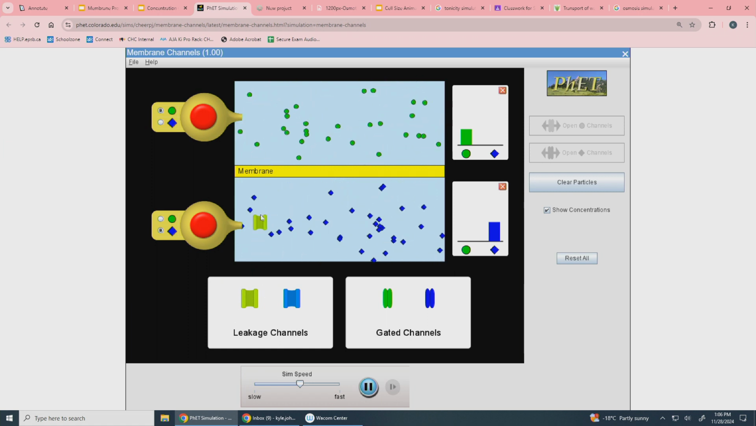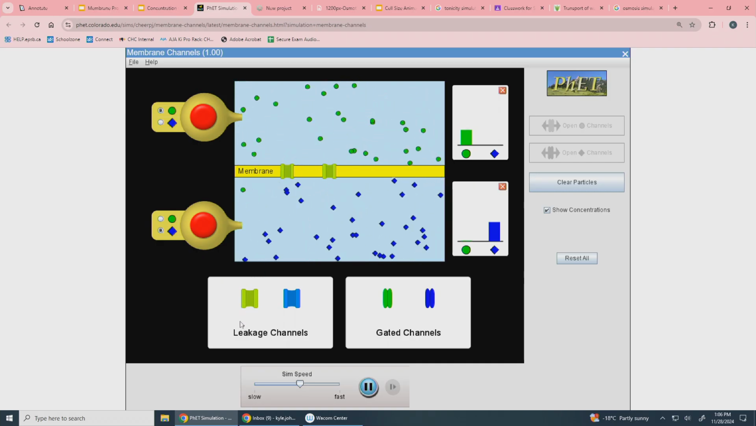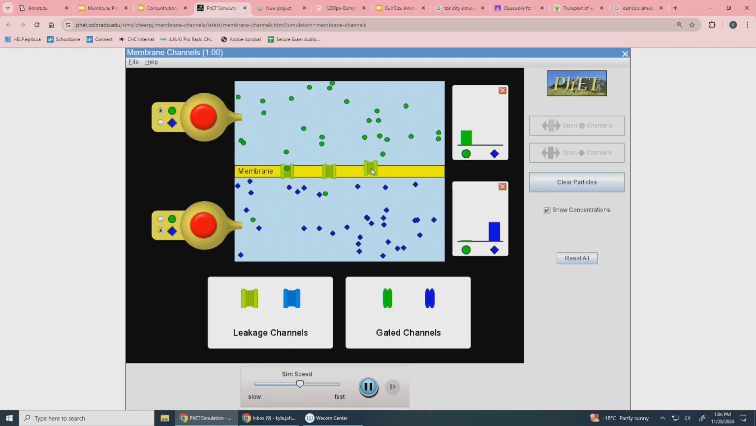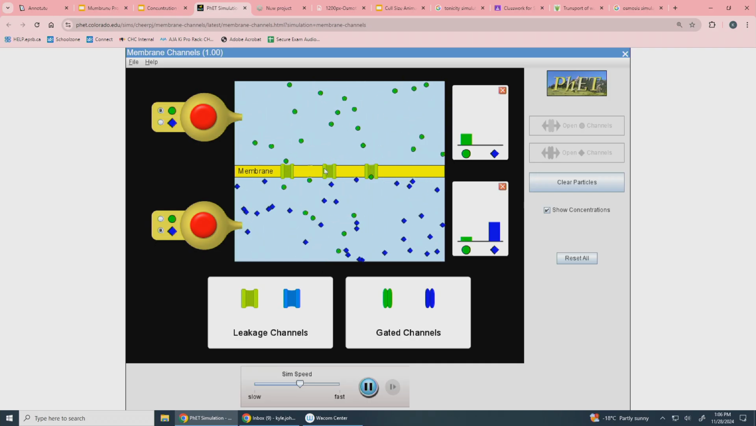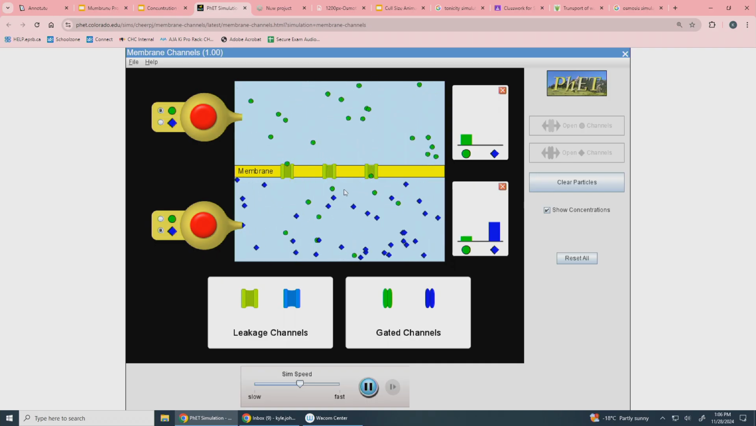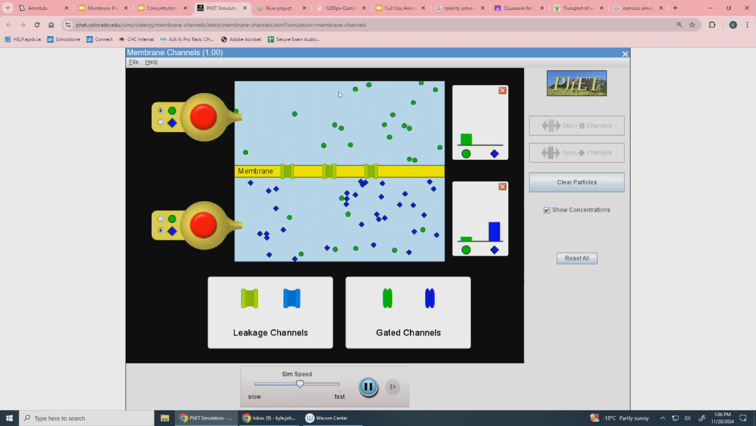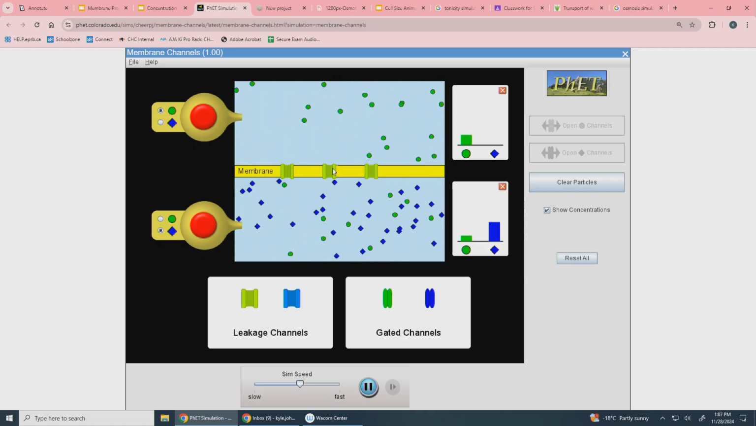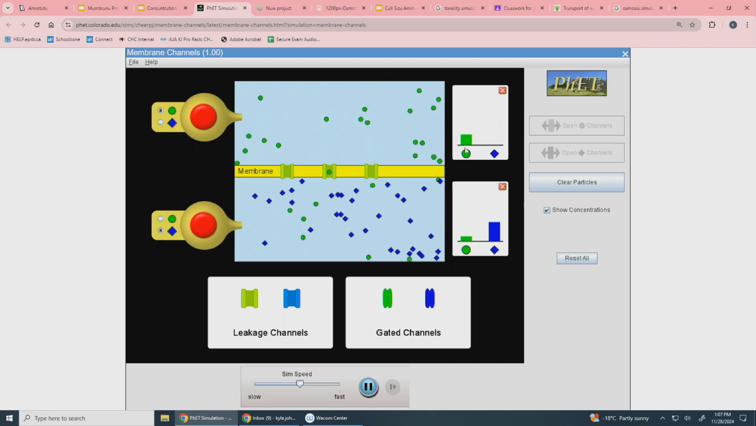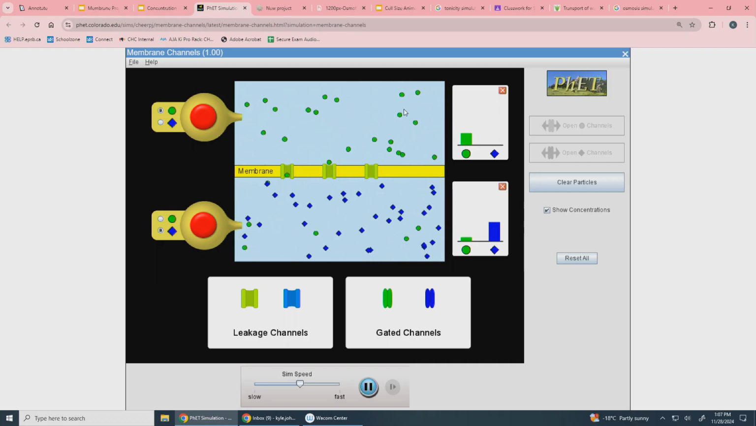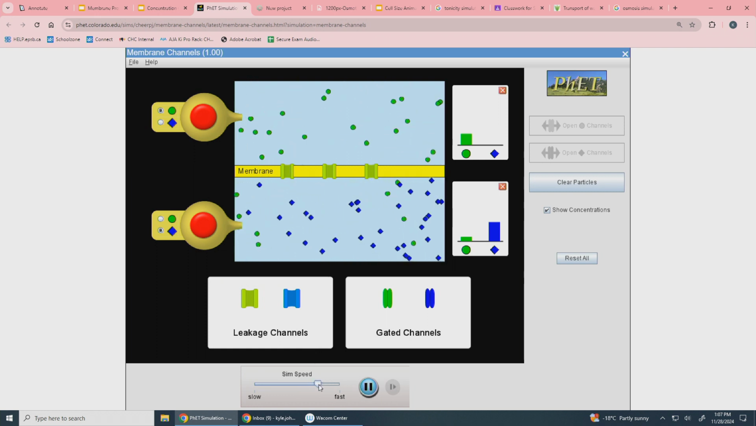If I add a protein that allows green particles to cross, then green particles will start to diffuse into the cell. If you're watching the green particles, you'll note that some of them are actually going to start to leave the cell. That's because they can move both ways. But overall, the concentrations will start to even out because more particles will leave the area of high concentration and go to the area of low concentration.